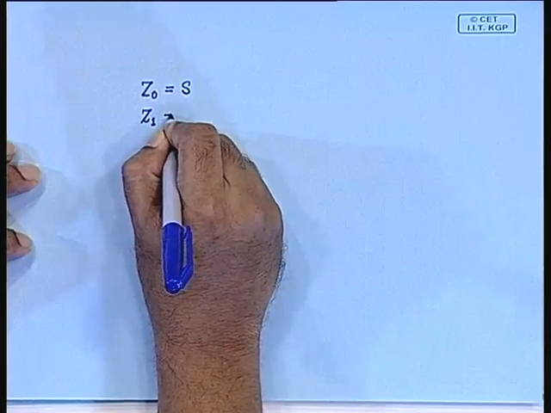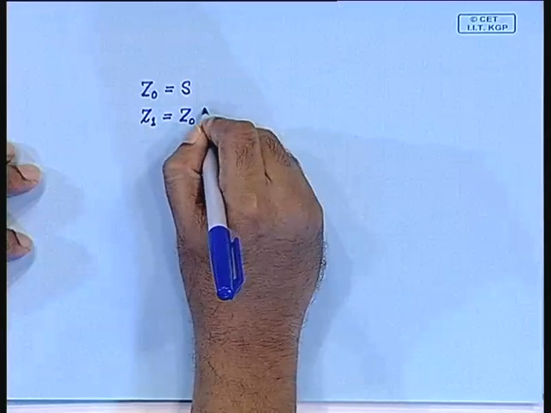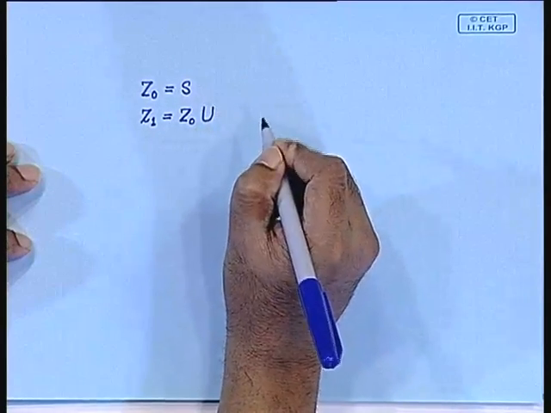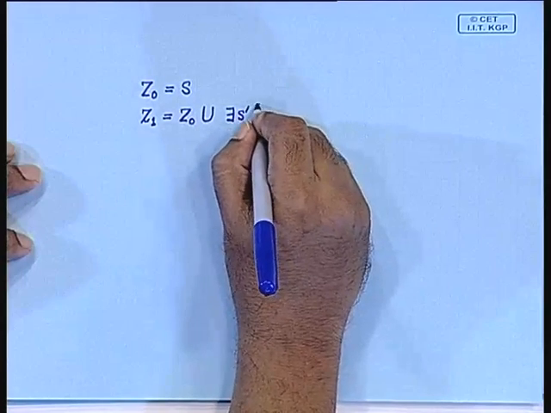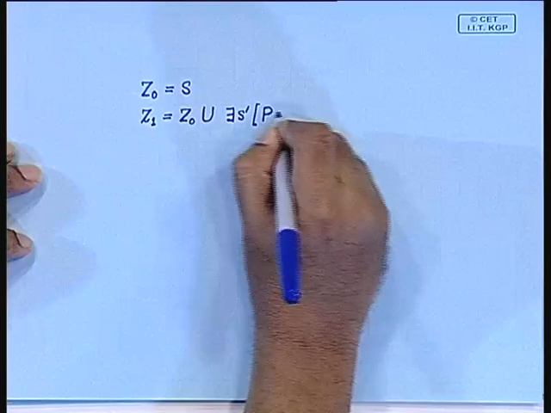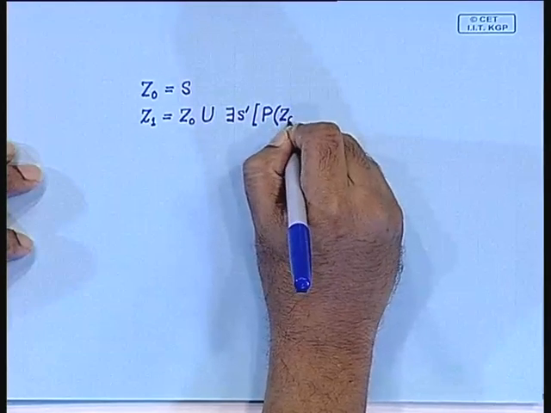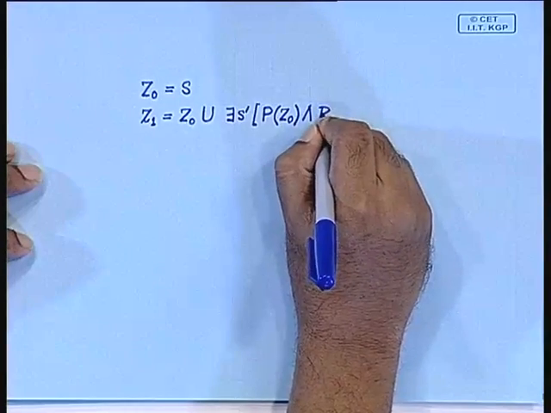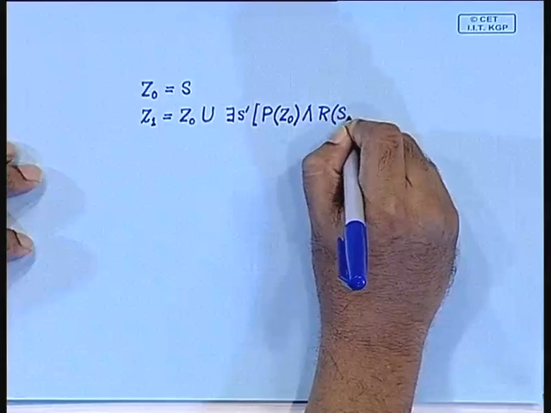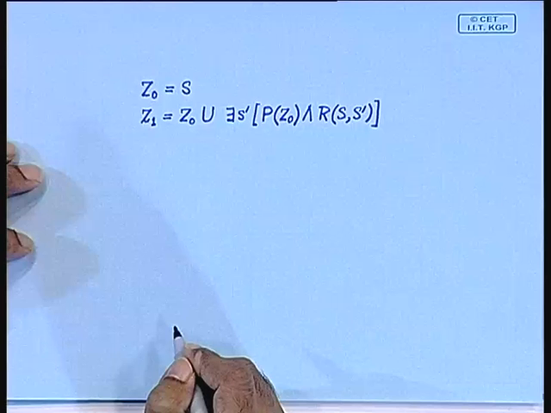Then how do we compute Z1? We compute Z1 as Z0 union there exists S dash P, right.